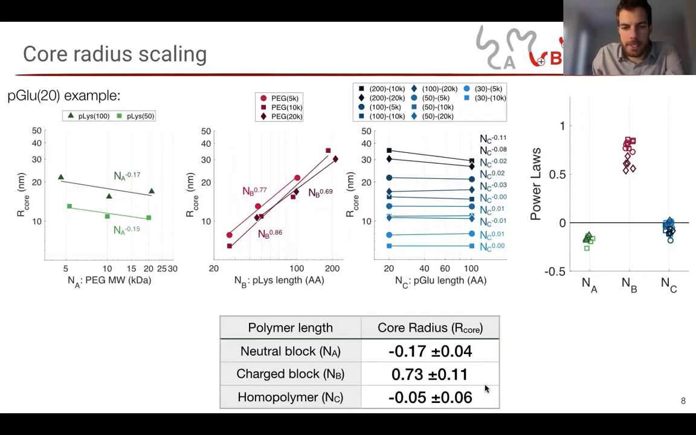So what we see here is for the neutral block, as we increase the A block, or the PEG in this case, the core size is getting a little bit smaller, slightly smaller. As we increase the B block, or the charge block of the block copolymer, the size is increasing much more drastically. And then as we change the C block, or the length of the homopolymer, which is either polyglutamic acid or DNA, in every case, pretty much nothing is happening. This is an independent relationship.